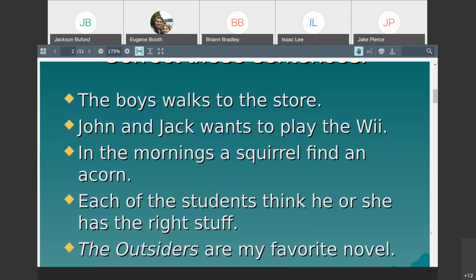All right, guys. I'm gonna move on. Okay, look at this first one. The boys walks to the store. Now, before I ask you what word you changed, here's what I'm going to ask you. What is the simple subject, the one-word simple subject of the sentence? Who or what are we talking about? Boys. Okay. The boys is the subject. What is my verb?